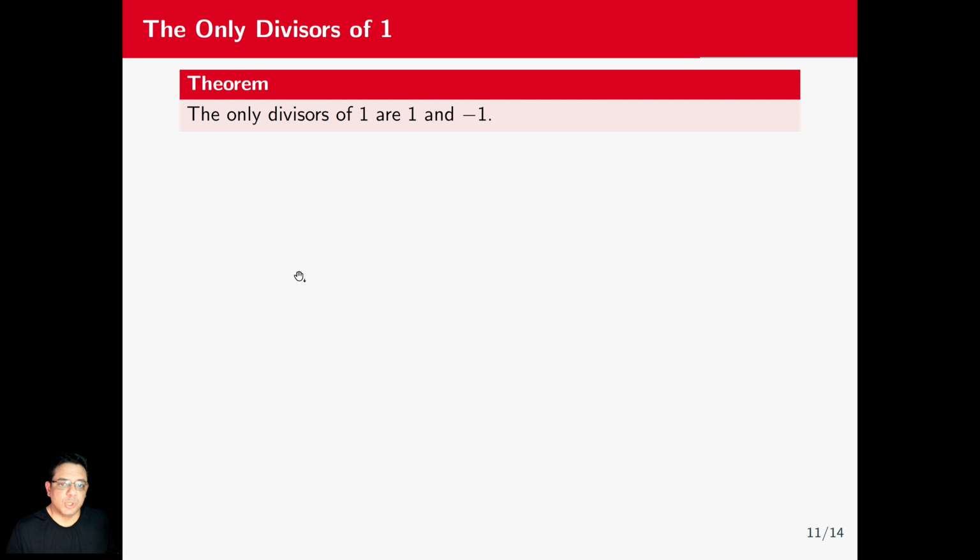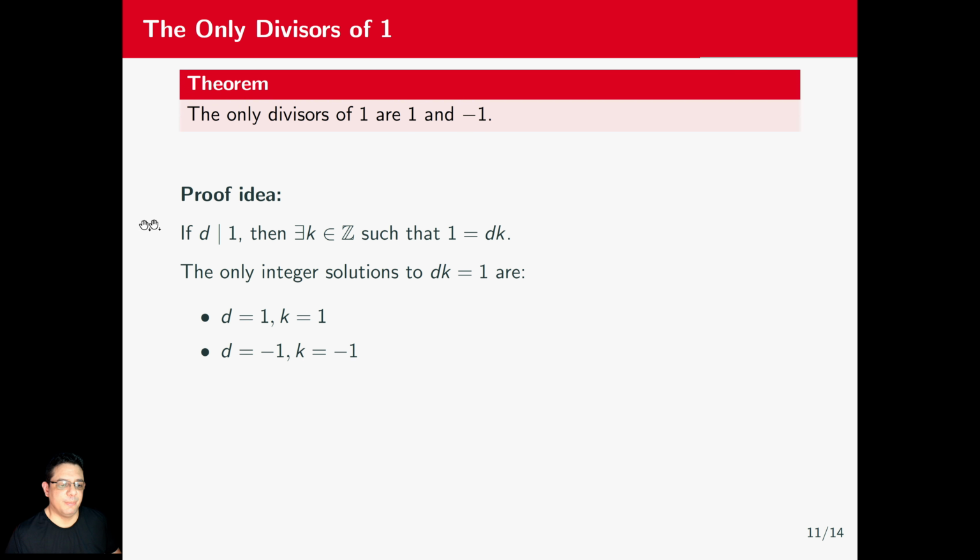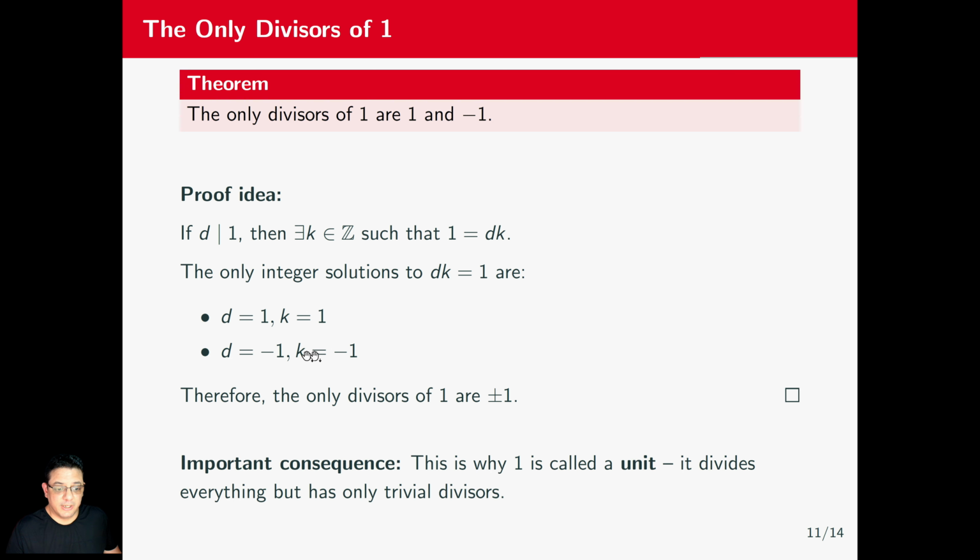Now, one theorem that is separate but related is that the only divisors of 1 are 1 and minus 1. That kind of makes sense. The idea of the proof is, if you have a number d that divides 1, then you need an integer k so that 1 equals d times k. But for the product of two numbers to give me 1, there are only two options. So d times k equals 1 can only happen if d is 1 and k is 1, or if d is minus 1 and k is minus 1. Hence, the only divisors of 1 are going to be 1 and minus 1.